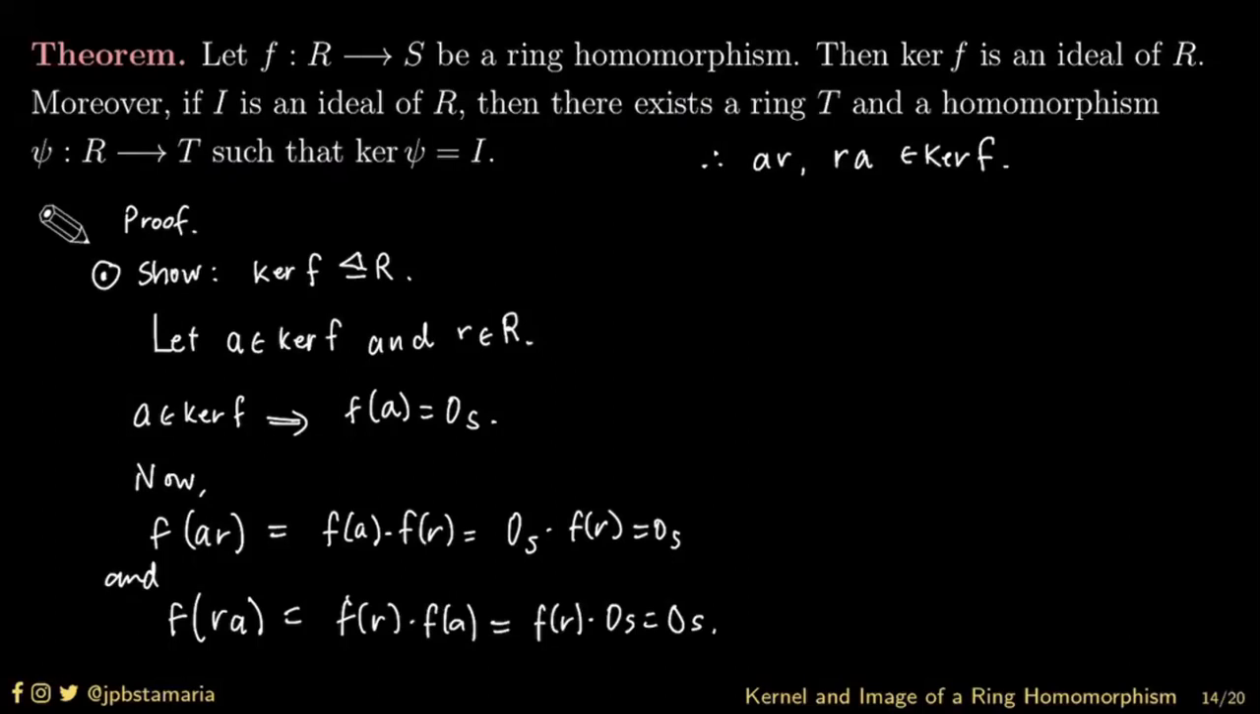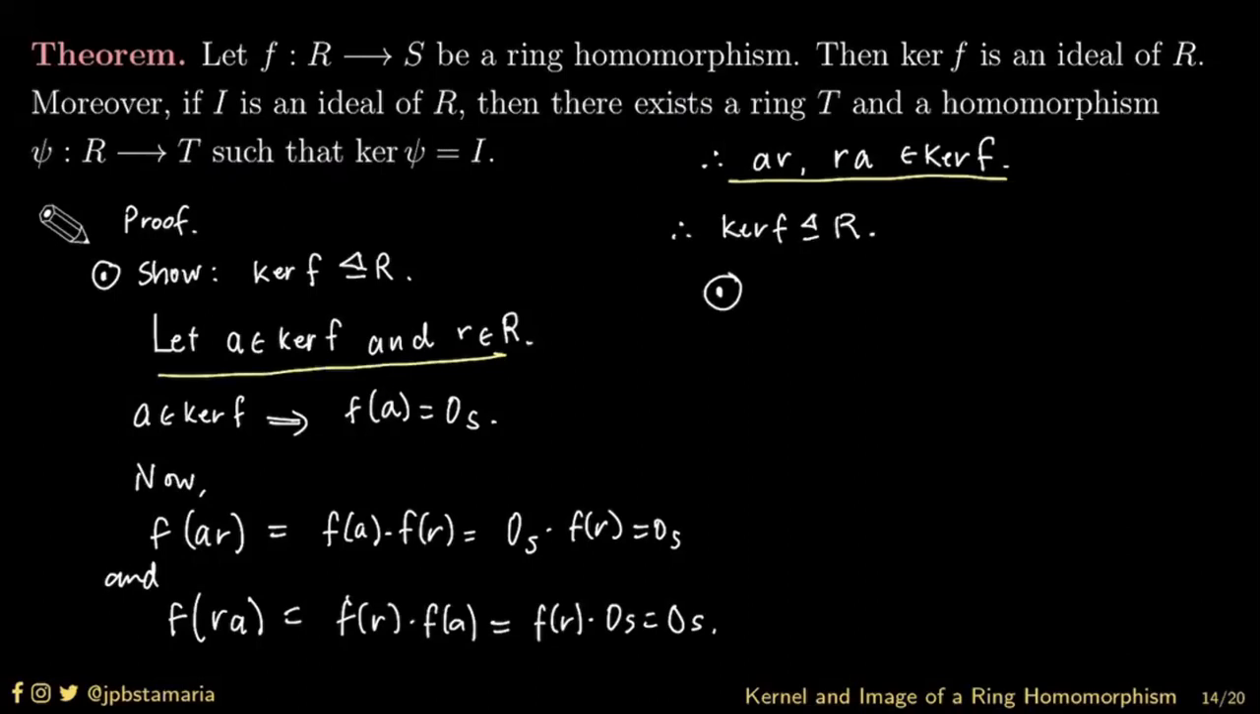So kung i-underline mo to, yan. Ano naging conclusion? Pag si A ay nasa kernel, si R is any ring element, yung product na AR tsaka yung RA will get absorbed by the kernel. So what does this prove? This proves that the kernel is really an ideal of R. Okay? Now let's prove the next claim.